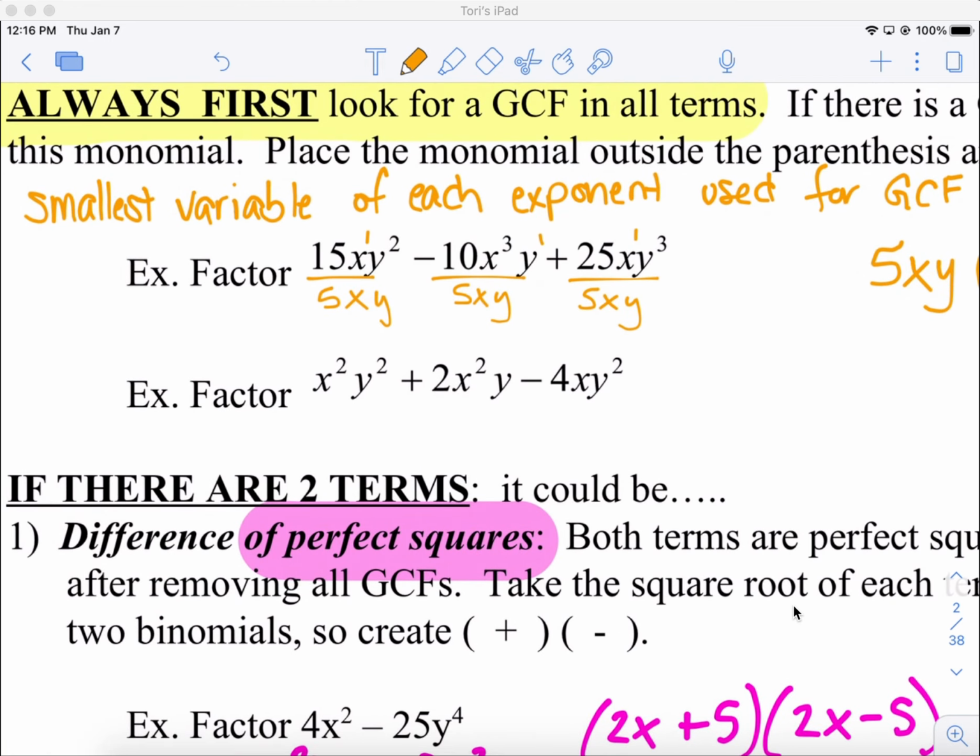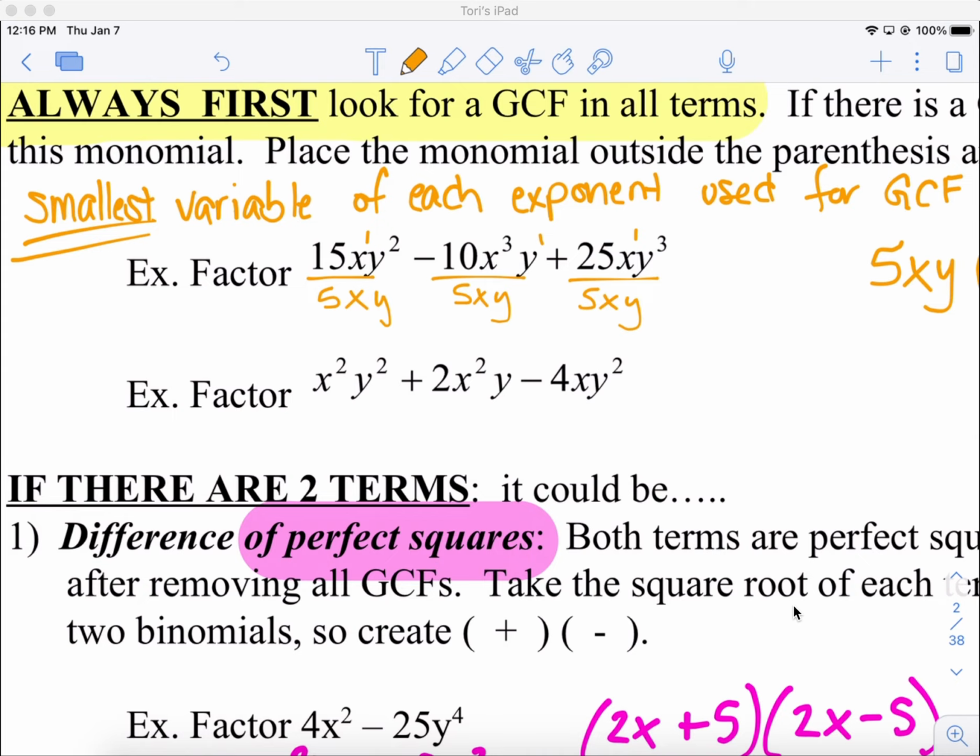When it comes to a GCF, you guys are usually really good about knowing what the number is. 15, 10, 25. What do they have in common? A 5. Perfect. But when it comes to variables, it gets a little trickier. Here's an easier strategy. If you look through each of those and label the exponent on each variable, it is always the smallest exponent of each variable that gets used in the GCF.